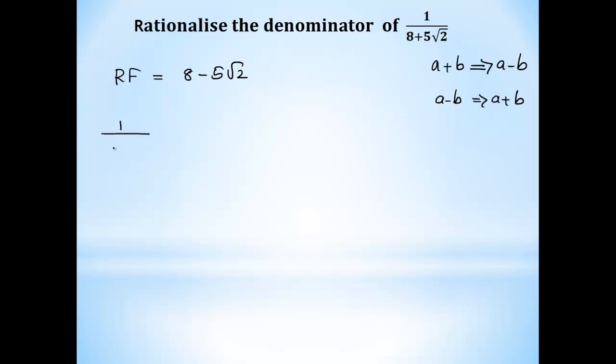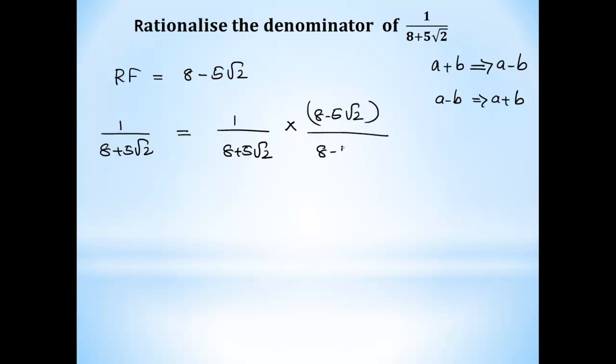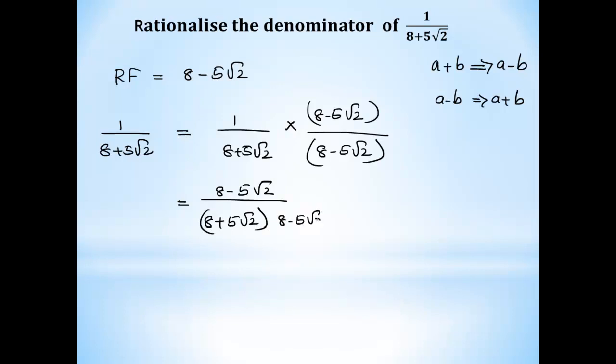After getting the rationalizing factor, take the given number, 1 by 8 plus 5 root 2. Then multiply both the numerator and the denominator by the RF, that is 8 minus 5 root 2. In the numerator you write 1 into 8 minus 5 root 2, that is 8 minus 5 root 2, divided by, in the denominator, 8 plus 5 root 2 into 8 minus 5 root 2.